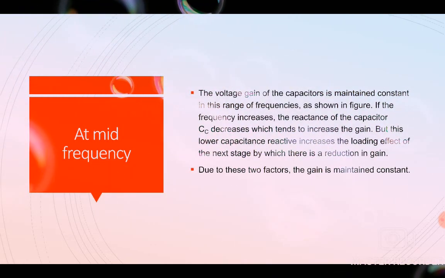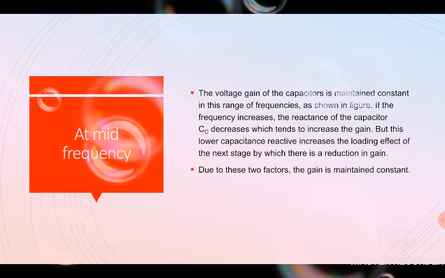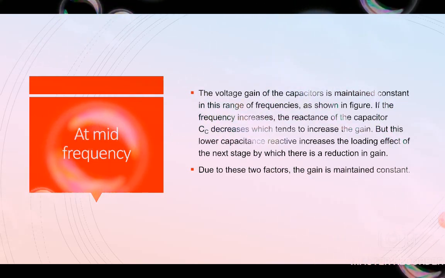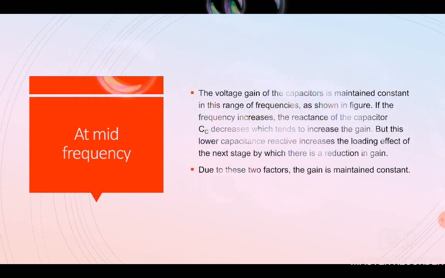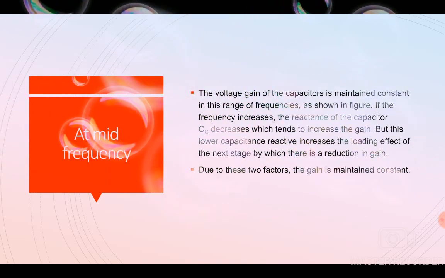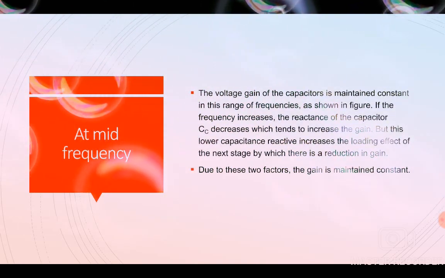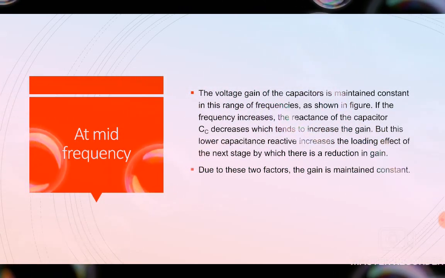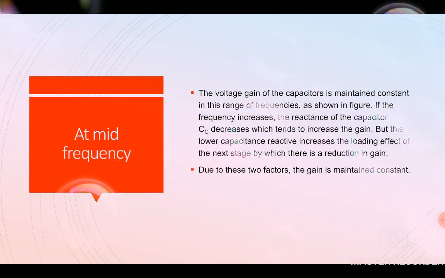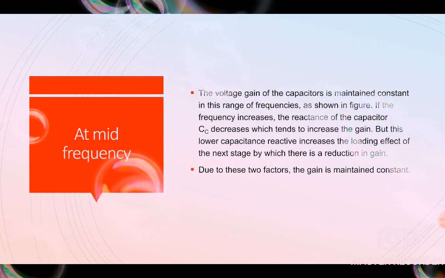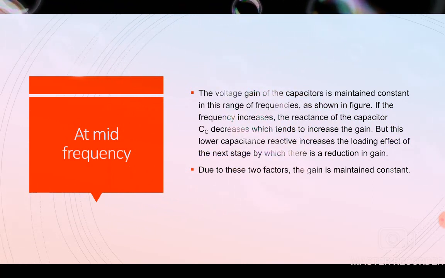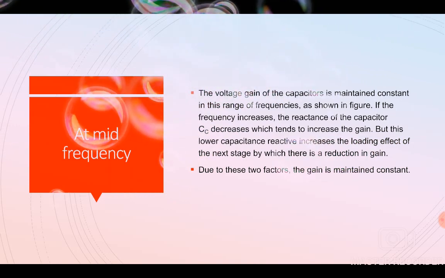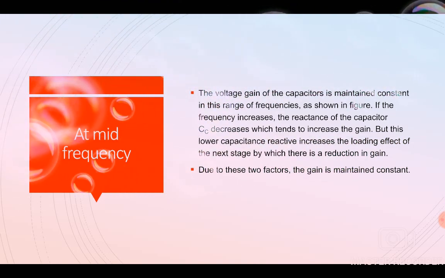At mid frequency, the voltage gain is maintained constant. In this range of frequency, as the frequency increases, the reactance of the capacitor Cc decreases, which tends to increase the gain. But this lower capacitive reactance increases the loading effect of the next stage, by which there is a reduction in gain. Due to these two factors, the gain is maintained constant.